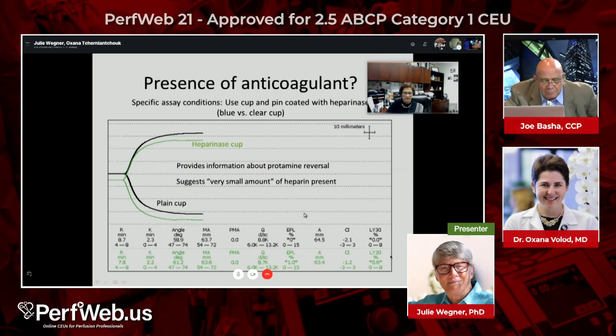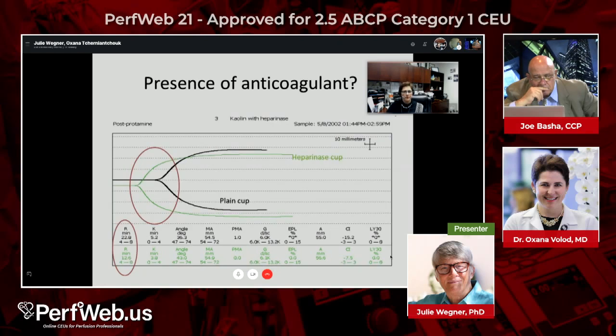If the patient is still wet and the surgeon is requiring it, a little bit more protamine probably would not be out of the question. But on the other hand, if the patient's not really bleeding, you might not have to do anything. You can just wait and see. But now you have some information as to what the possible problem could be.